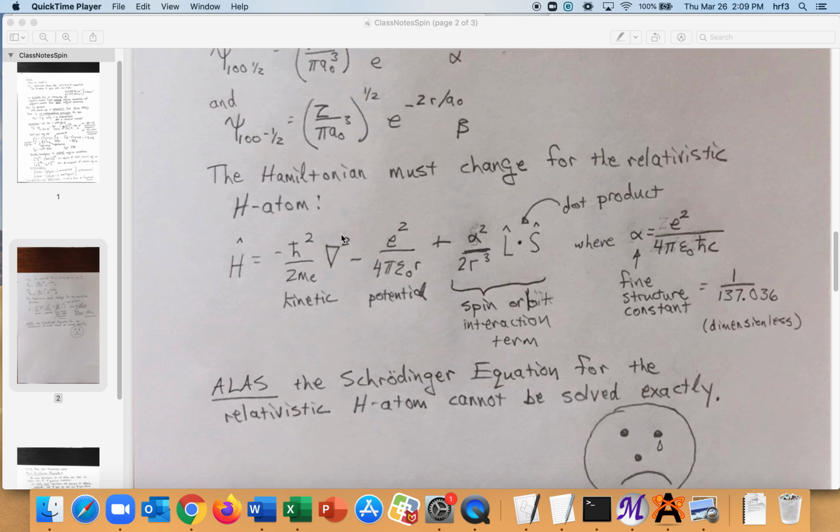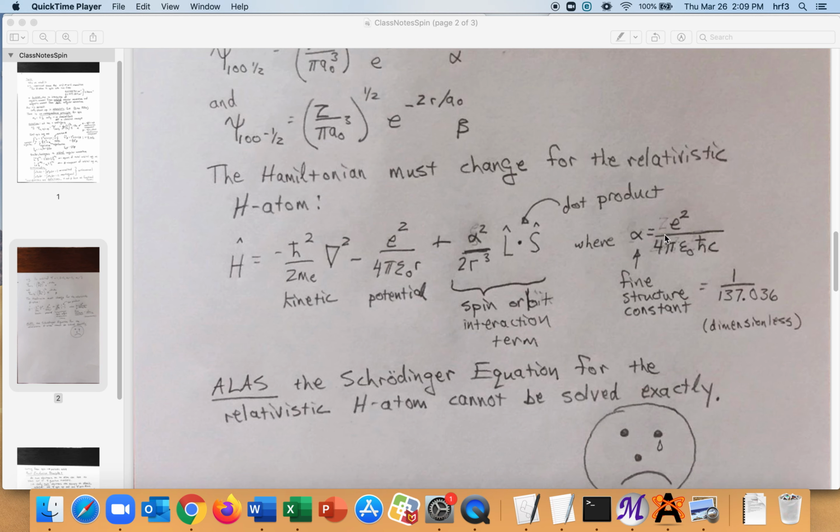Now our Hamiltonian has to change if our energy is going to be slightly changed. So we got exactly the same first two terms. We got the kinetic term, potential term, and then the spin-orbit coupling term. And this will account for the coupling of the orbital angular momentum and the spin angular momentum. It's a dot product of those two operators. Here we could do some math, but we're not going to for now anyway. And this alpha is a new constant. This is called the fine structure constant, which to a good approximation is just 1 over 137.